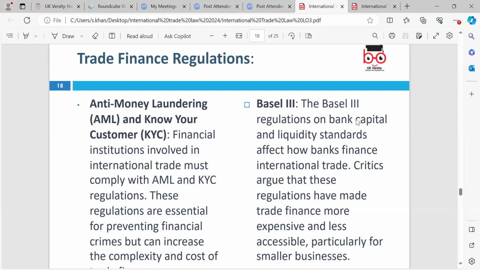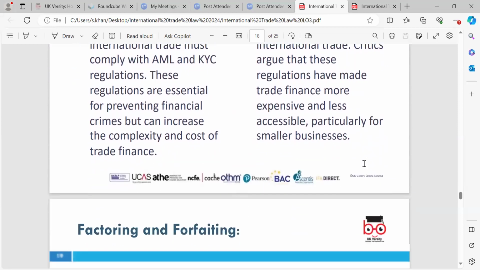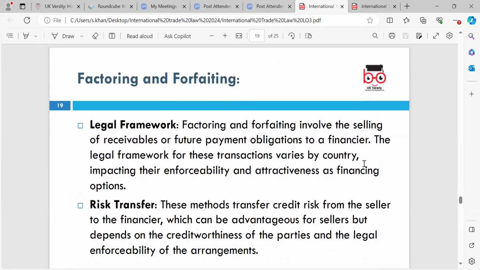We then went on to Basel 3 regulations on bank capital and liquidity standards and how banks finance international trade, and the importance of this. We went on to look at what factoring and forfaiting is, and it involves the selling of receivables or future payment obligations to a financer, and the legal framework for these transactions by country impacting their enforceability. We looked at the risk transfer of this as well.